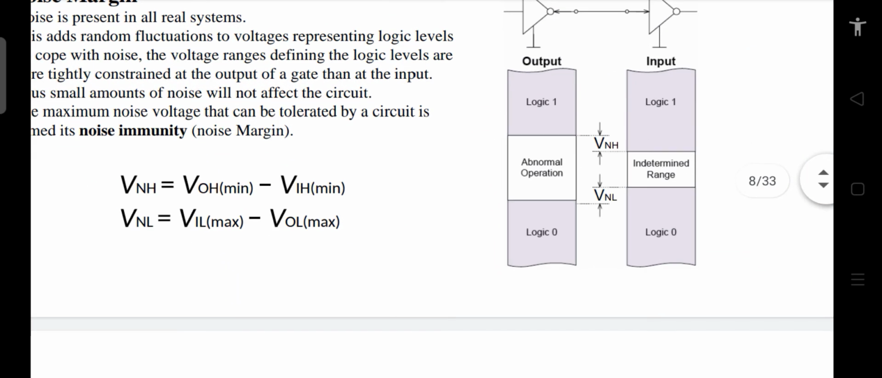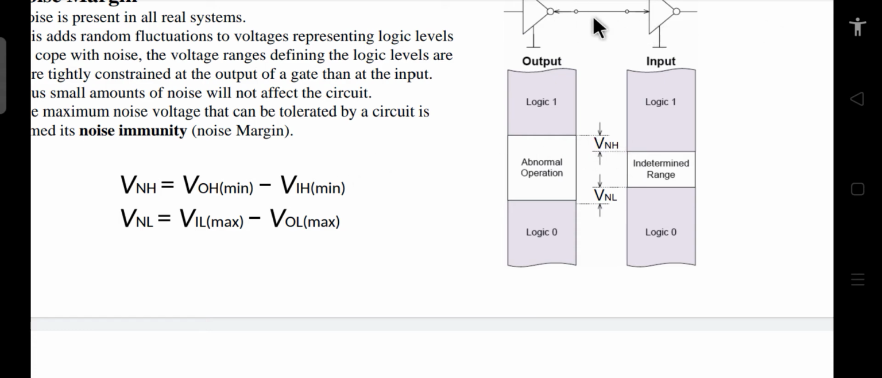So you can easily understand that this is your noise margin. So this was your V, this is output and this is input. So this is VOH minimum and this is VIH minimum. Okay, so VOH higher side minimum and VIH minimum. So if you want to determine VNH, it should be the difference of these two.